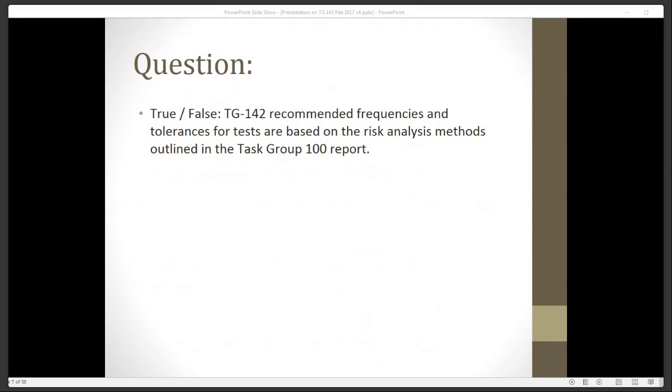Yeah, so the question here is a true or false question. TG142 recommended frequencies and tolerances are based on the risk analysis methods outlined in the Task Group 100 report.